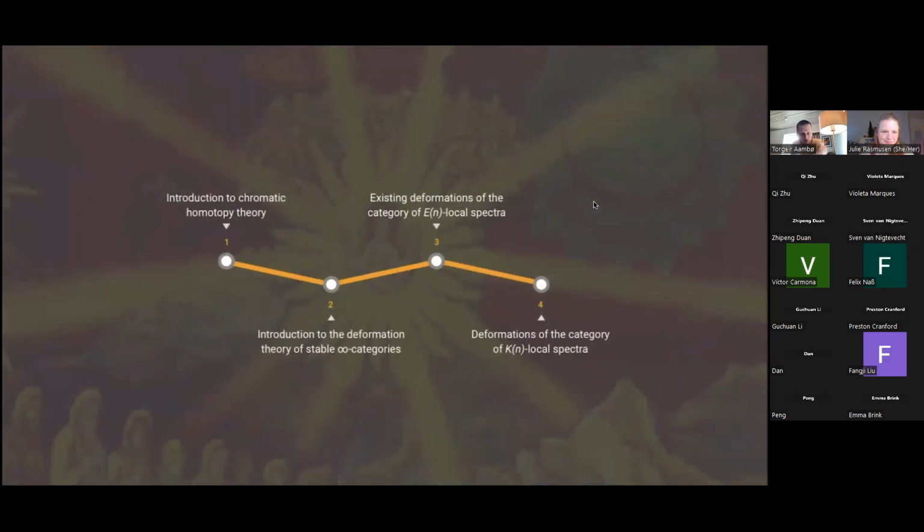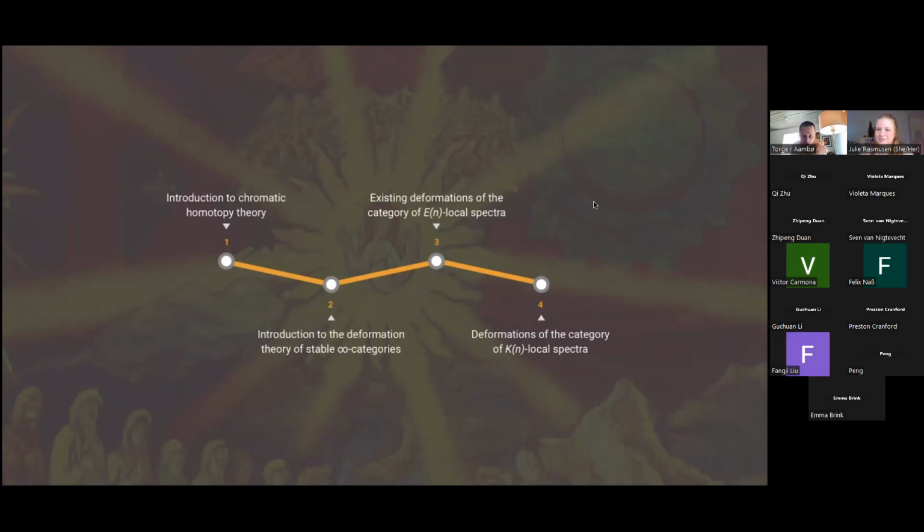Okay, so roughly the goal is to see a quick introduction to chromatic homotopy theory, because we need to be on the same page about what we're discussing. And then a quick introduction to the deformation theory of stable infinity categories. This will also be very brief and not too precise, because we really want to dig into the different things in the two last sections, which is the deformations that already exist about deforming EN local spectra. And in the last part of the talk, we'll discuss potential deformations for KN local spectra.